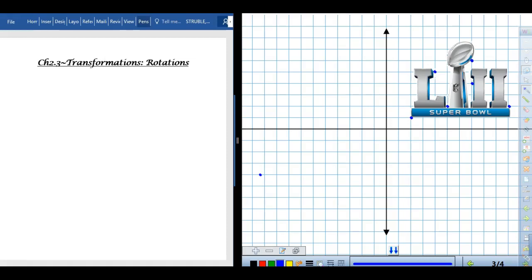Hello everyone. In this video we're going to talk again about transformations. This time we're going into rotations and how they affect figures on coordinate systems. So over to the right here I have our wonderful Super Bowl 53 logo, and it's going to help us practice these rotations. So I have a couple of points I'm going to go ahead and label just on the outside there. Okay. A, B, C, and D.